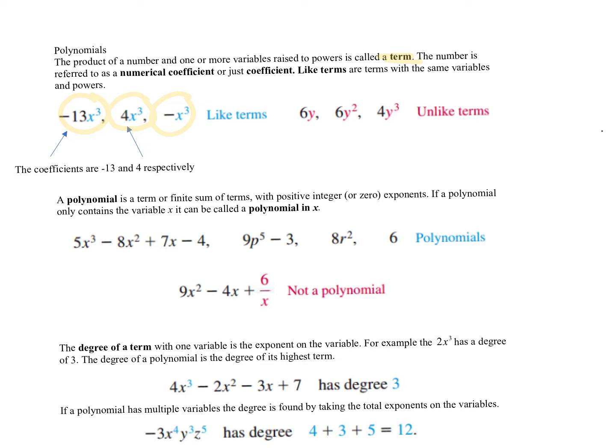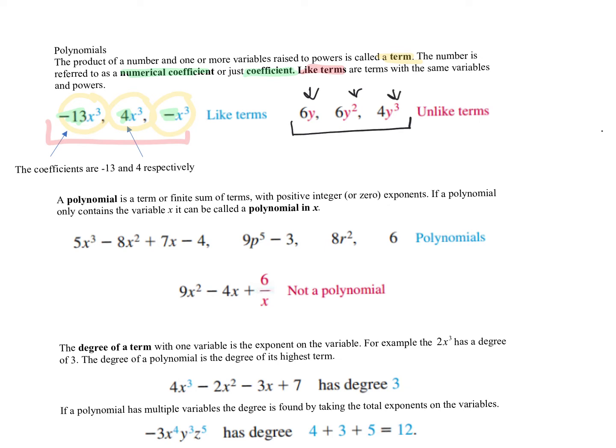Numerical coefficient, or more frequently used, just coefficient. So my -13 is a coefficient, my 4 is a coefficient, and this -1 is a coefficient. And like terms have the same variables. So all of these are called like terms because they all have x cubed. However, these right here are unlike terms because this is a y squared, and a y to the 3rd. Those are not the same.